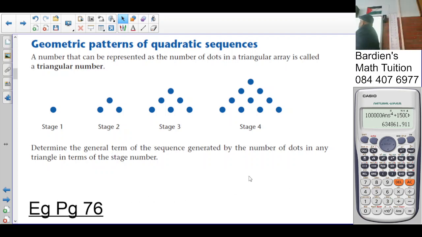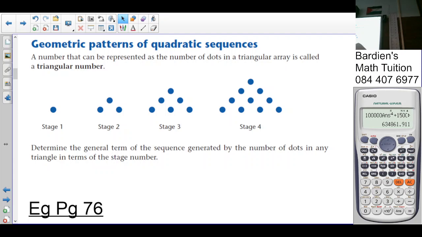So here we are told that a number that can be represented as a number of dots in a triangular array is called a triangular number. Determine the general term of the sequence generated by the number of dots in any triangle in terms of the stage number. So the stage number is the same as what to us? Stage 1, stage 2, the stage is what to us? Term 1, term 2, term 3 and so on. Not so?